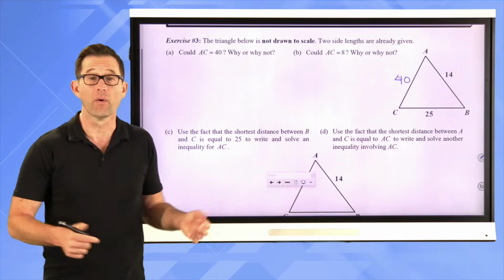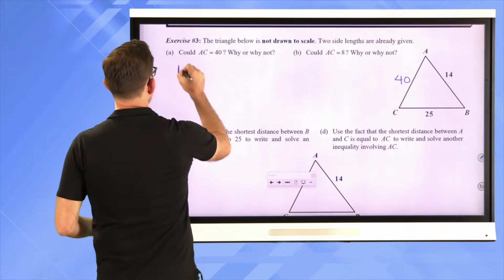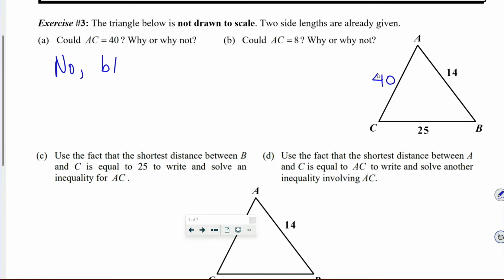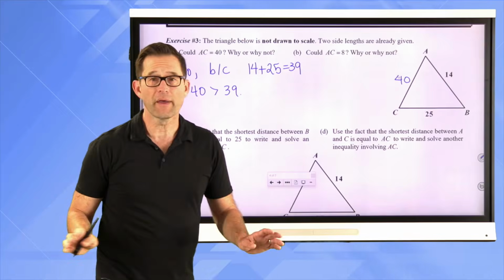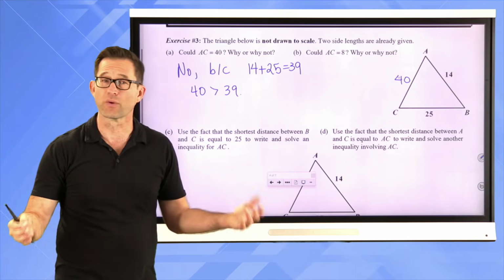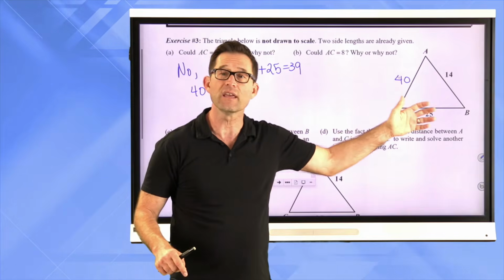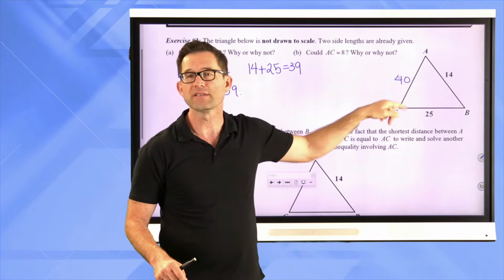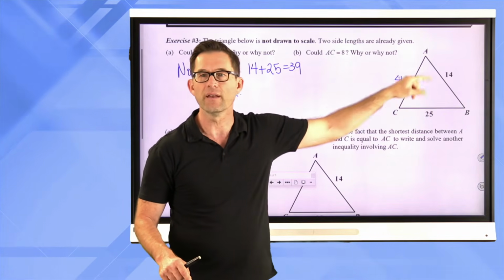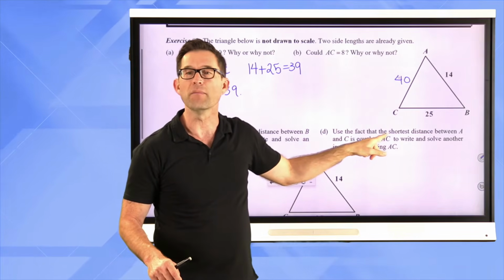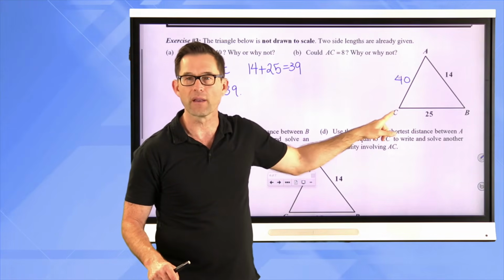And the answer is no, because 14 plus 25 is 39, and 40 is greater than 39. Don't worry about the triangle inequality. Just remember that whole shortest distance between 2 points thing. You could never have this situation because if you did, then, let's say these were all in inches, to go from A to C would only be 40 inches if you went along a straight line path.